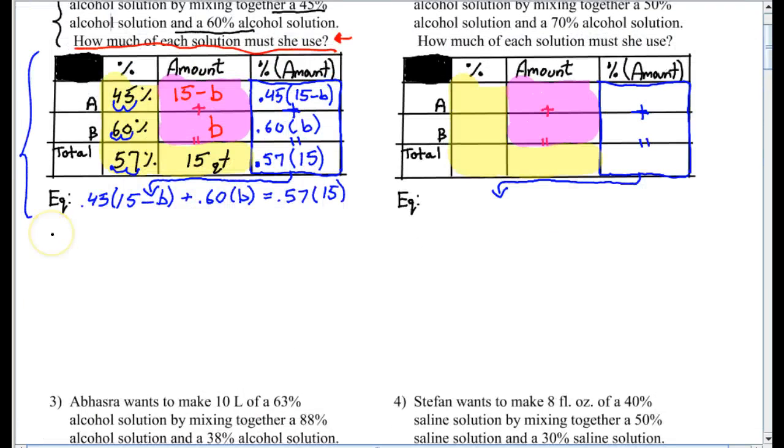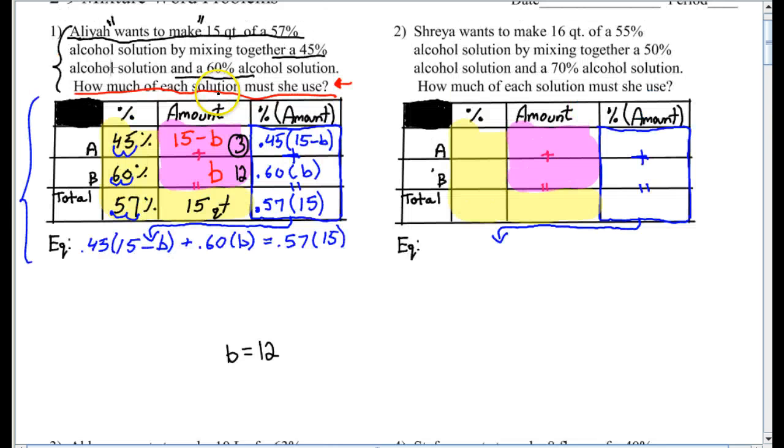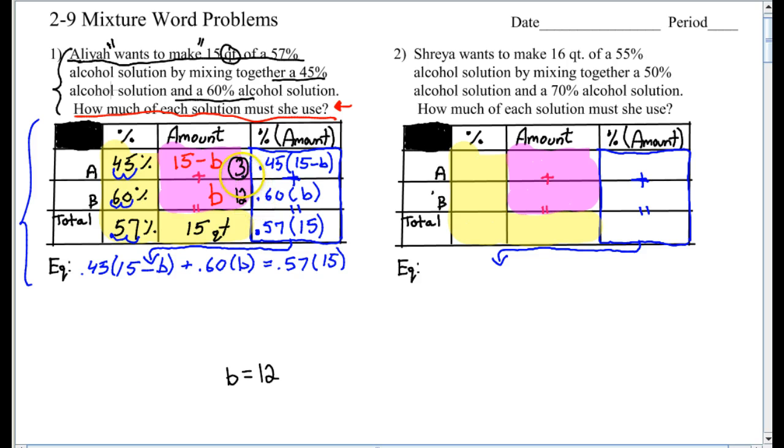Just to get you started on another one, what does number 1 come out to equal? B? 12? Okay, so go up here and say, well, B is 12. It adds up to 15, so we know the first mixture is 3, so yeah, 3 plus 12 is 15. You'd say something to the effect of, let's look up the units, 3 quarts of 45% solution mixed with 12 quarts of 60% solution will make 15 quarts of 57% solution.